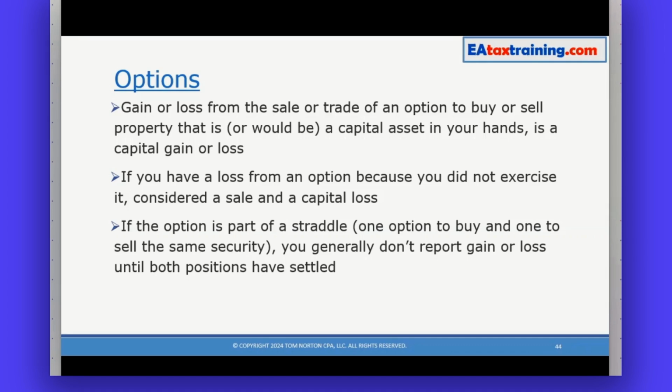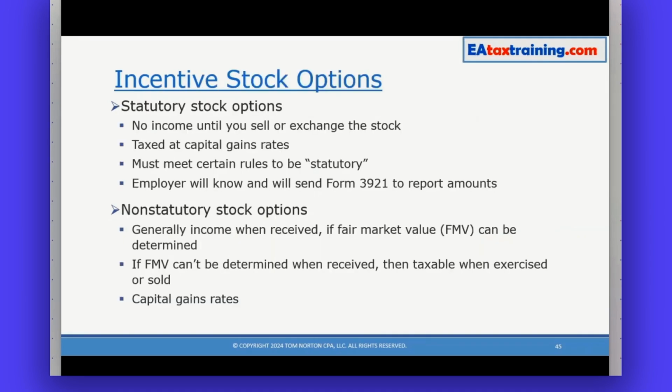If that option is part of a straddle, a straddle is an investing strategy where you buy one option to buy the stock and you buy a different option to sell the stock. You buy both options at the same time. You don't report the gain or loss on that until both of those options have settled, till they've either both expired or until you've exercised one and let the other one expire, or whatever the case may be. So both have to happen before you get to recognize the gain or loss on those options, on that straddle.